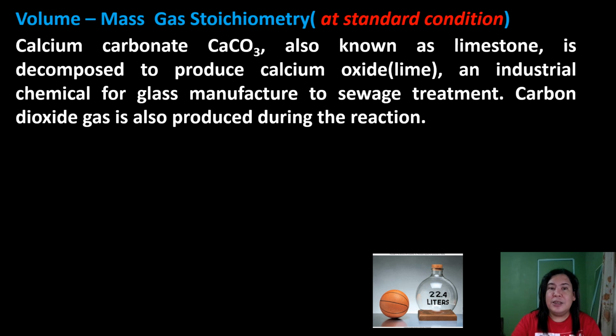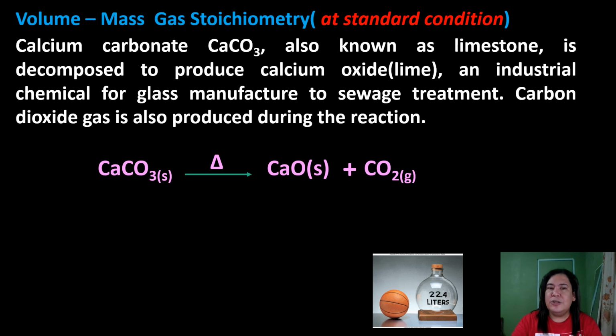So carbon dioxide is also produced during the reaction. So this is the balanced equation during the decomposition reaction of calcium carbonate. Okay? So 1 mole of solid calcium carbonate is decomposed by heat to produce 1 mole of calcium oxide and 1 mole of carbon dioxide gas.